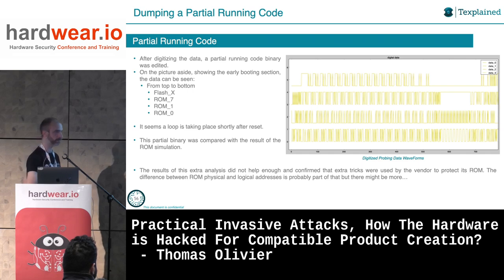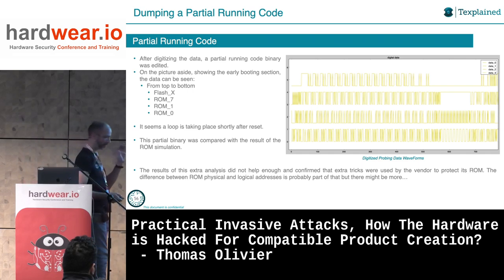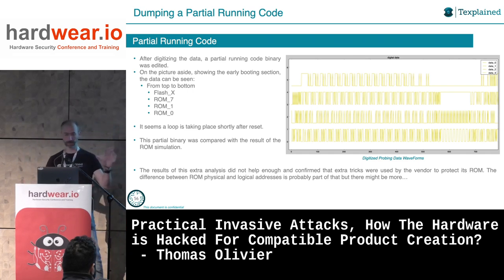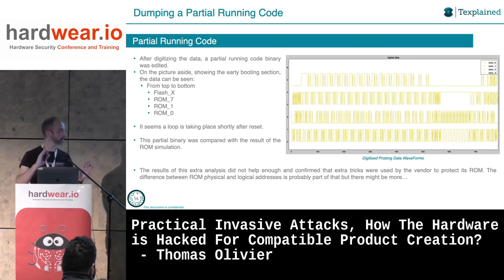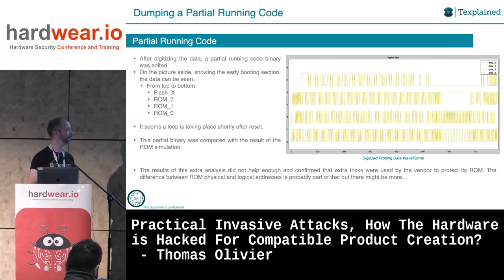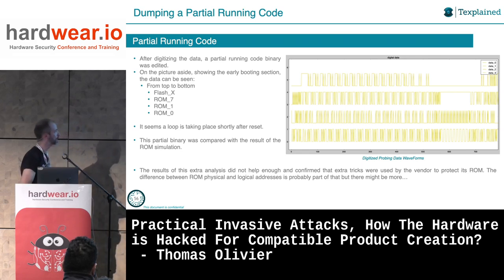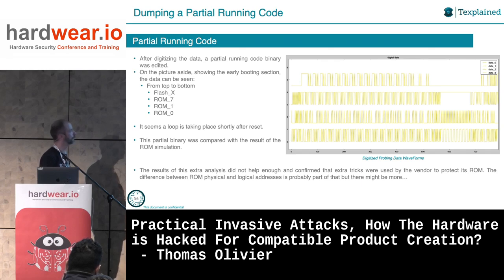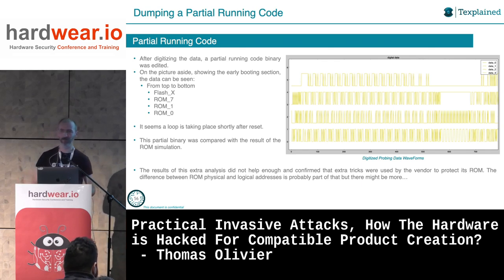Very fast. The idea was to compare the binary we think is the correct one to this running code. The longest sequence we could find of following code was something like 10 of code in a row, which is not so much, if you ask me. I was expecting to have more. And playing with this didn't help so much.